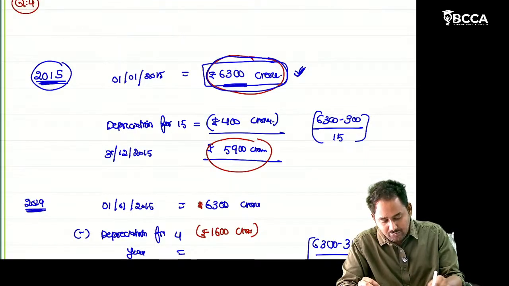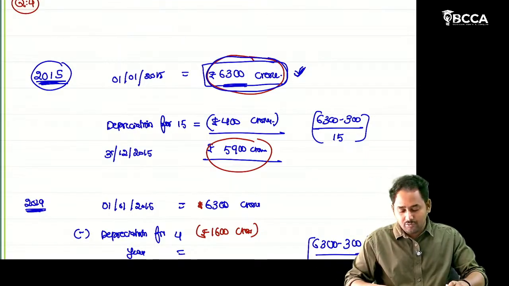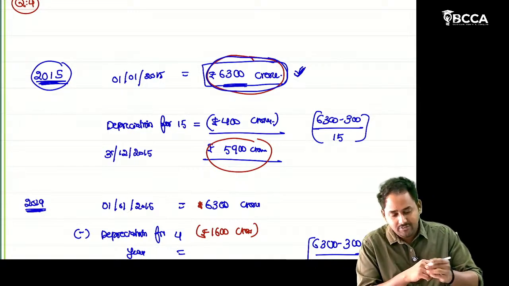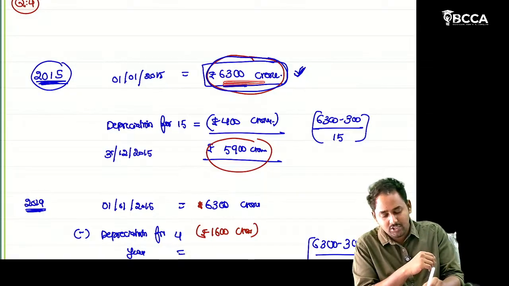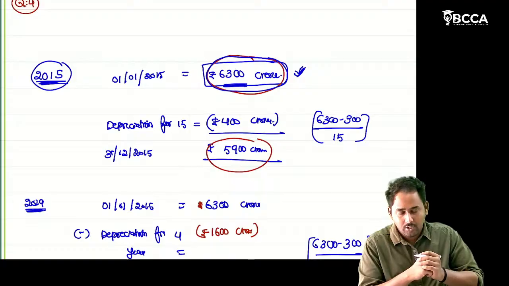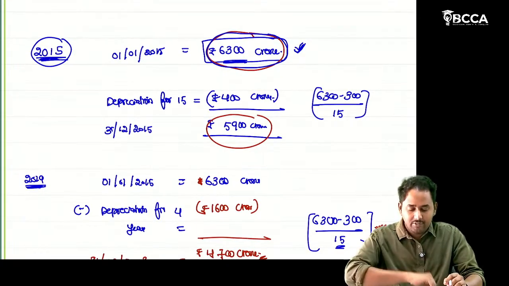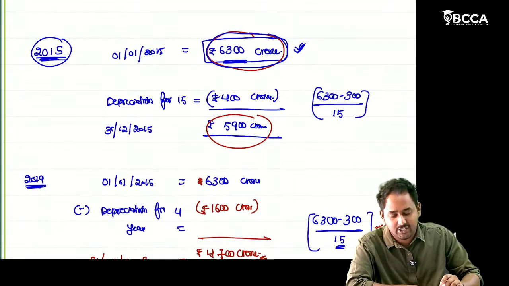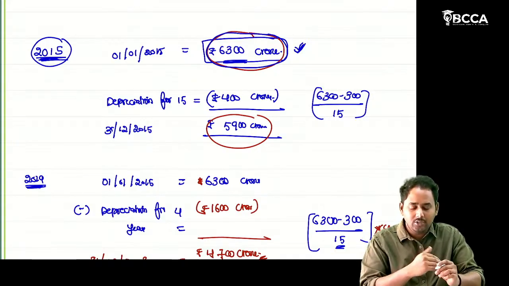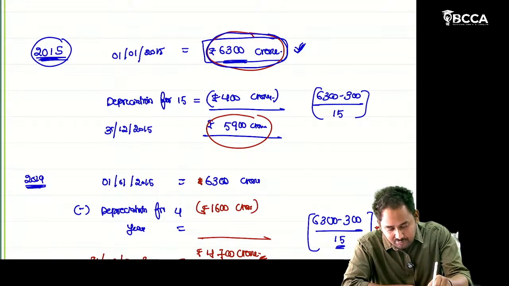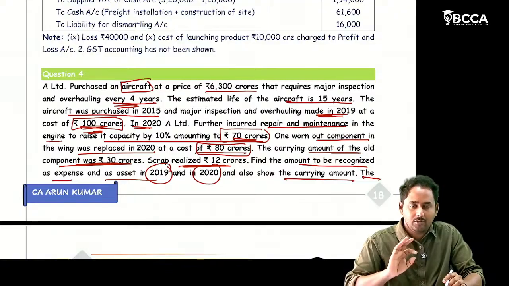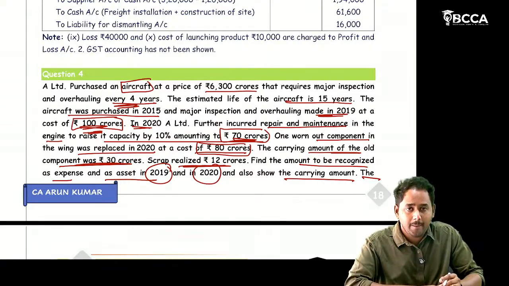So in 2015, meaning on 1/1/2015, I assume it purchased the aircraft in 2015. So I assumed it is 1/1/2015, for 6,300 crores. Again, when were these overhauling expenses incurred? In 2019. So in 2019, I should include this 100 crores to the carrying amount of the aircraft.